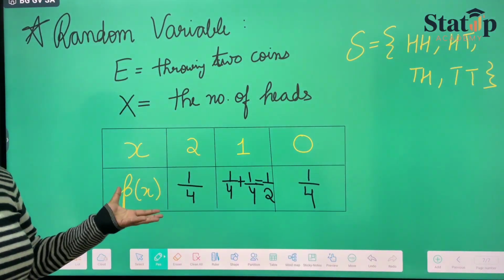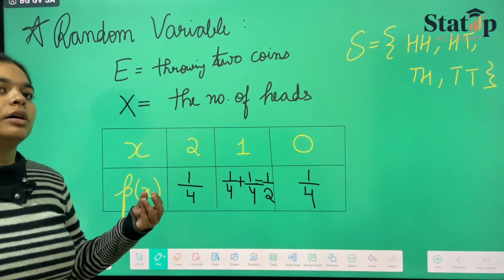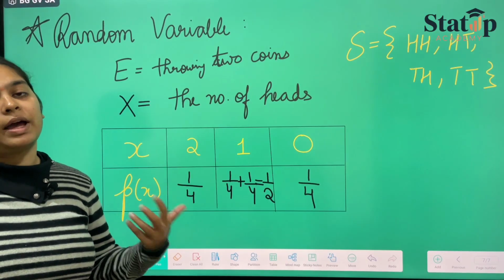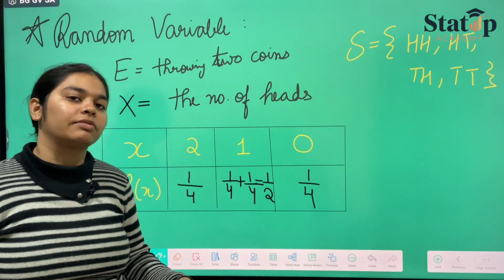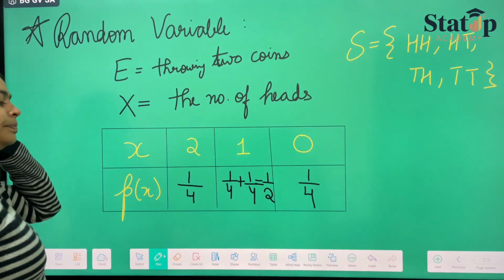So this is what a random variable denotes. A random variable denotes the exact question that is asked to us: what are we finding the probability of, and why? This is known as the random variable.